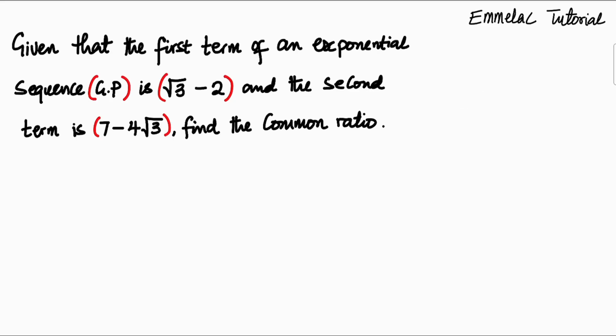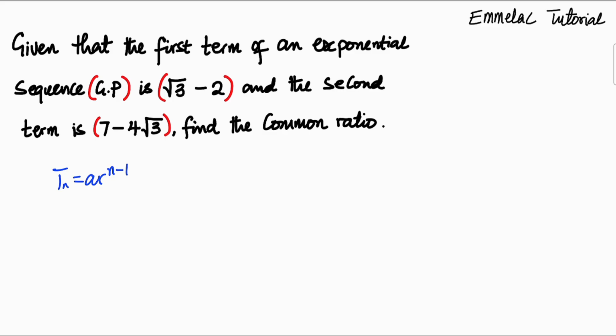First, let us recall that the formula for an exponential sequence is given as T_n equals a r to the power n minus 1, where a is our first term and r is our common ratio, while n here is the number of terms. So how then do we do it?